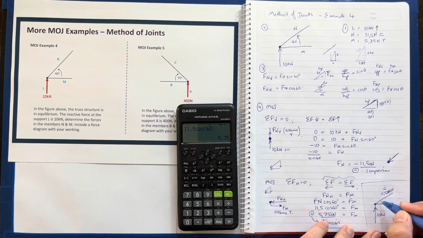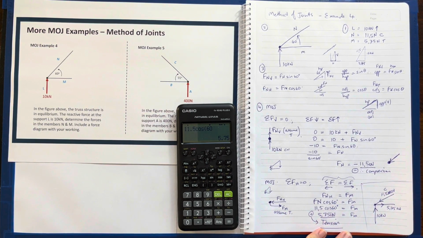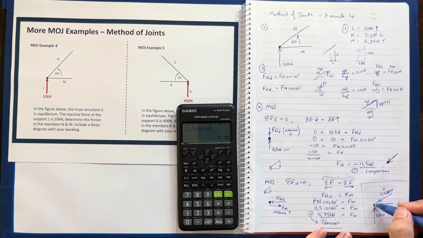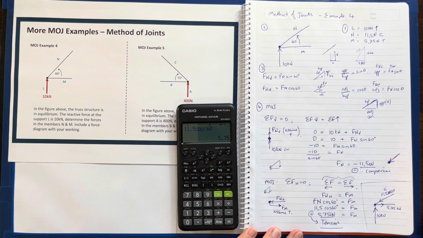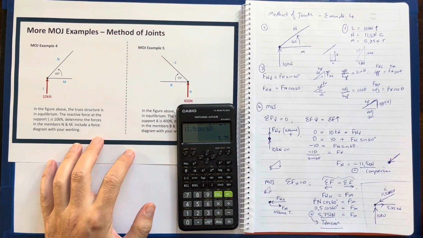Direction is there. This is in compression, and this is in tension, because it's moving away from the joint. And there's your answer for example 4. Really nice and easy. I hope that helps.